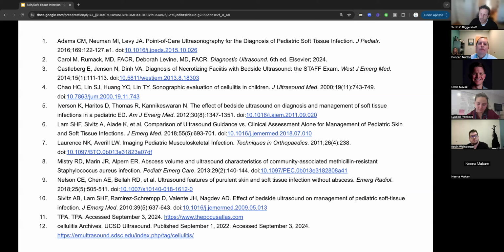Yeah, and if you can get your hands on a probe cover too, the probe cover kit is going to have sterile gel inside of it. So if that was something that you wanted to look at.